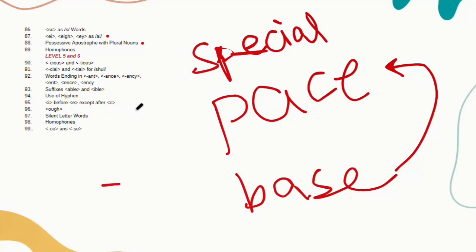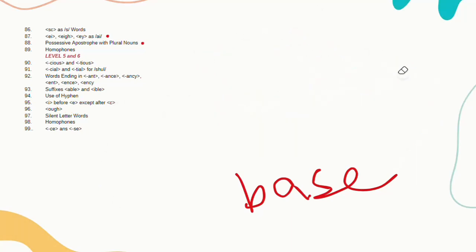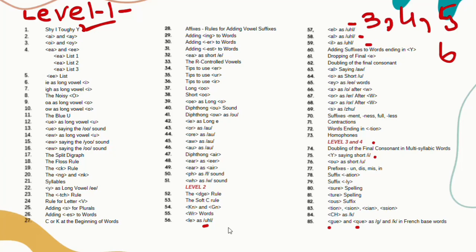Okay, I before E except after C, O U G H with different pronunciation, silent letters in words, and then some other homophones in which we have CE and SE endings, right? So this is our course from beginning, from phonics to level 5 and 6. I've tried to explain it and tried to keep it as simple as possible. I hope that things make sense to you.